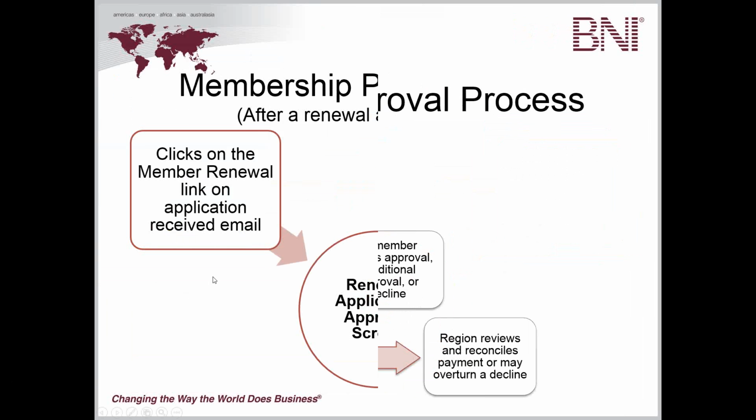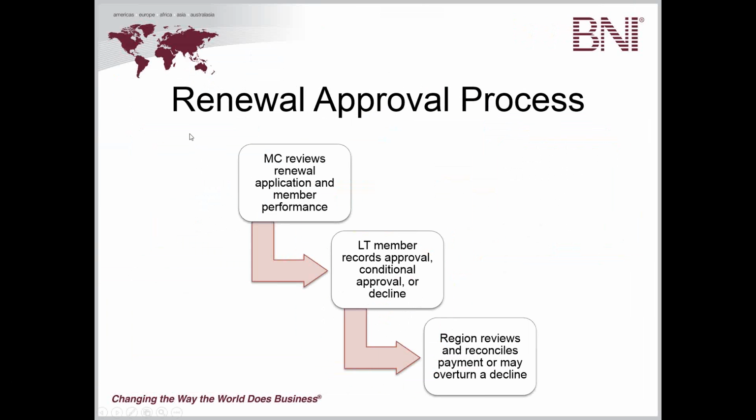All right, so let's just review this real quick, and that is the renewal approval process. The membership committee reviews the application online. Then the leadership team member records the approval. And finally, the region will review and reconcile that payment.